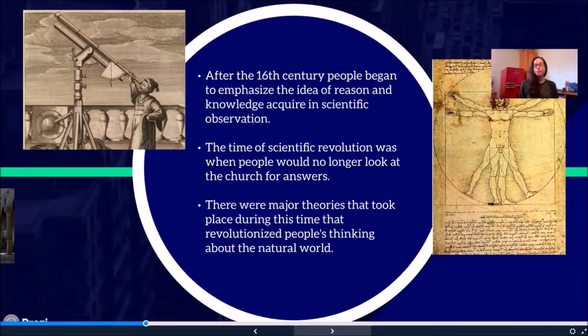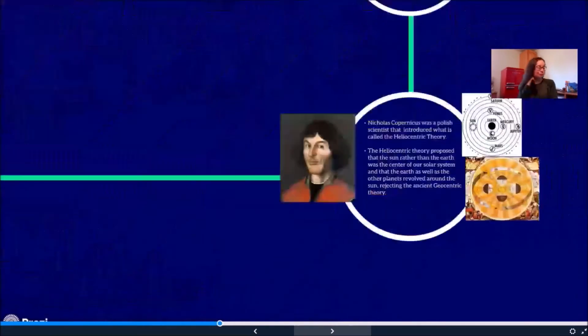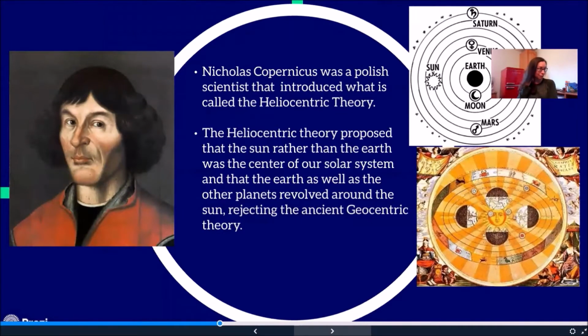After the 16th century, people began to emphasize the idea of reason and knowledge to acquire scientific observation. The time of the scientific revolution was when people would no longer look to the church for answers. This would be when we started seeing a split between the Catholic Church and the scientists, maybe like Newton, who kind of went underground. There were major theories that took place during this time that revolutionized people's thinking about the natural world. Talking about churches versus scientists, if you know the Indigo Girls song, Galileo, he's a good example.